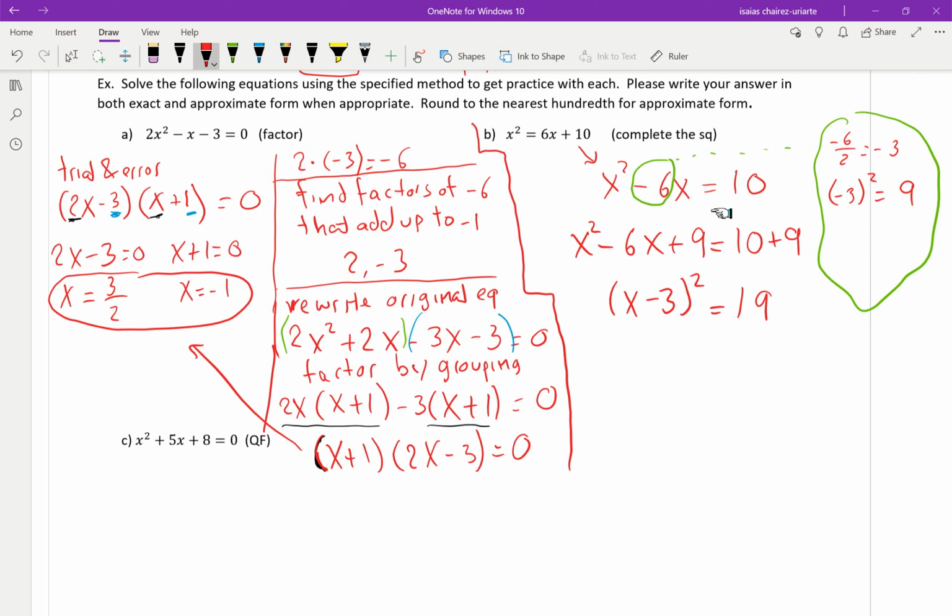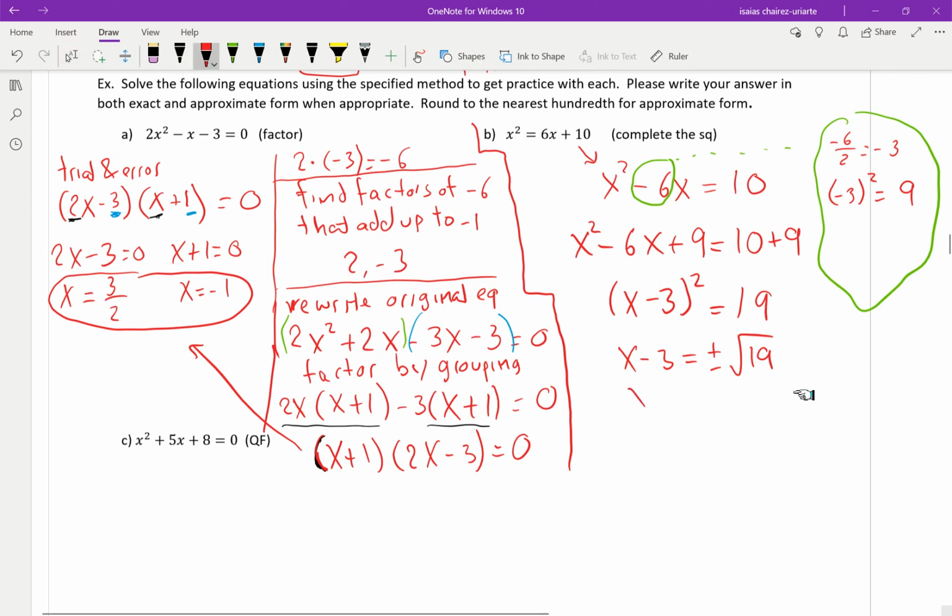Now I have to solve for x. So the next thing I'm going to do is take a square root. But remember, if you take a square root, there's a plus and minus. So this is going to look like this. Also, if I could simplify the square root of 19, I would. But in this case, there's really not much to do here. The square root of 19 is a prime number. It's not divisible by anything other than itself and 1. So it stays like that.